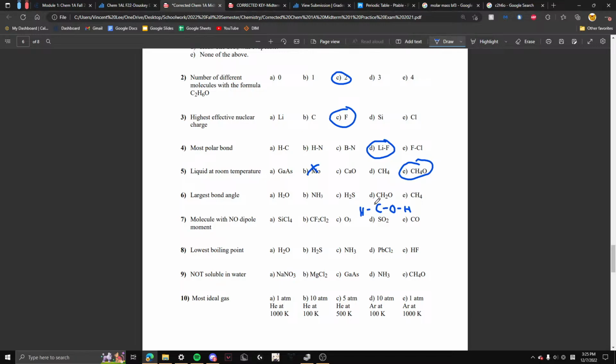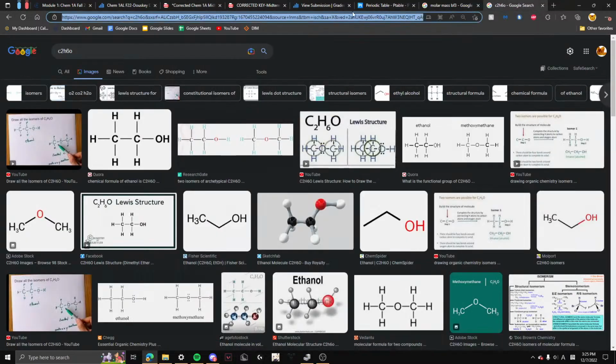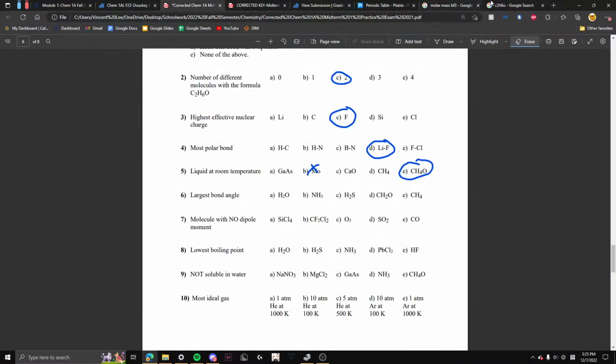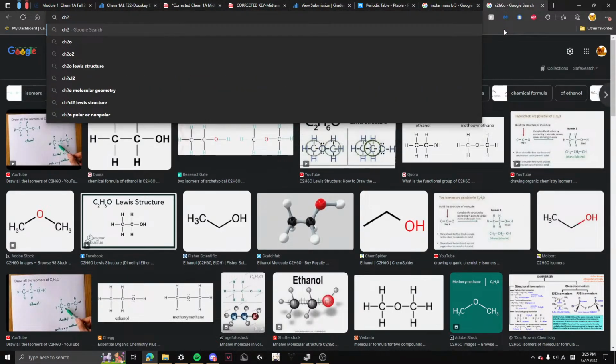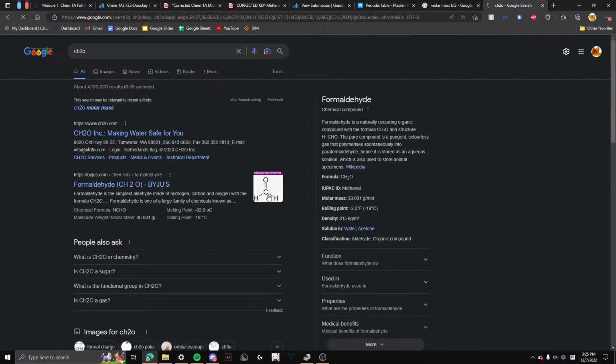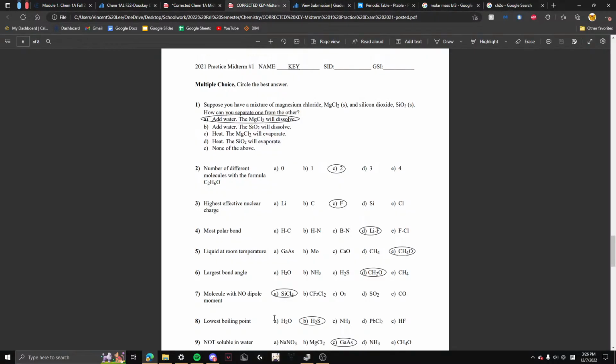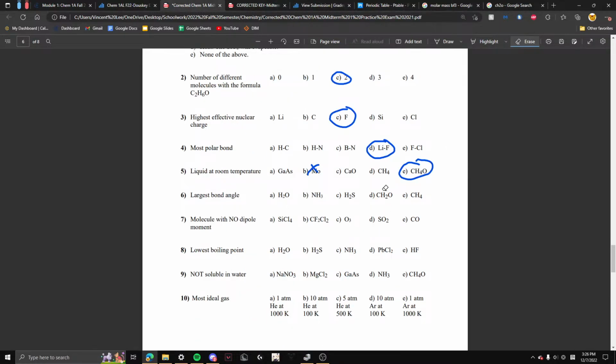Largest bond angle. I'm not entirely sure how to draw that. I'm bugging out right now. My head hurts. CH2O. Oh, it just attaches to the carbon, I guess. Is that trigonal planar then? I think that is trigonal planar. If I look, yeah, trigonal planar. So it's this one. That's the largest.